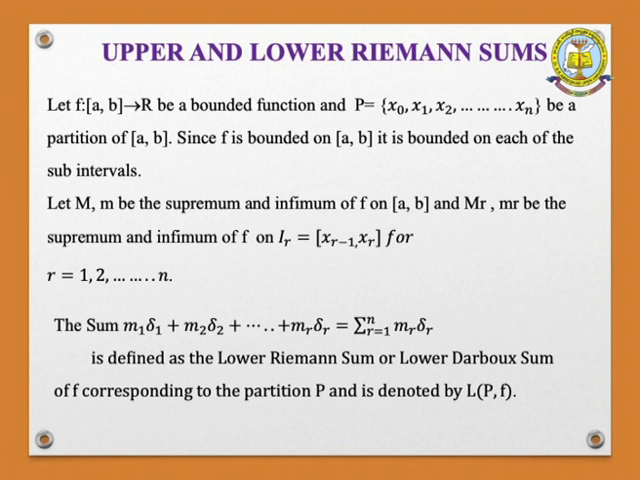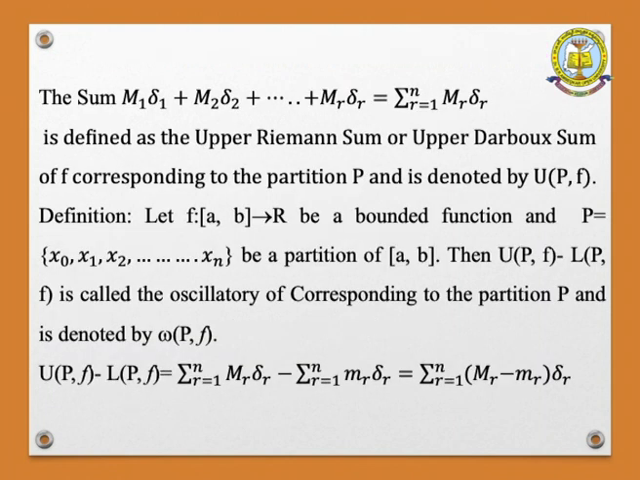We know that the sum m1 delta 1 plus m2 delta 2 and so on up to mr delta r, which is sigma r equal to 1 to n of small mr delta r, is known as the lower Riemann sum or lower Darboux sum. The sum capital M1 delta 1 plus capital M2 delta 2 and so on, which is equal to sigma r equal to 1 to n of capital Mr delta r, is known as the upper Riemann sum or upper Darboux sum corresponding to the partition P, and it is denoted by U(P, f).